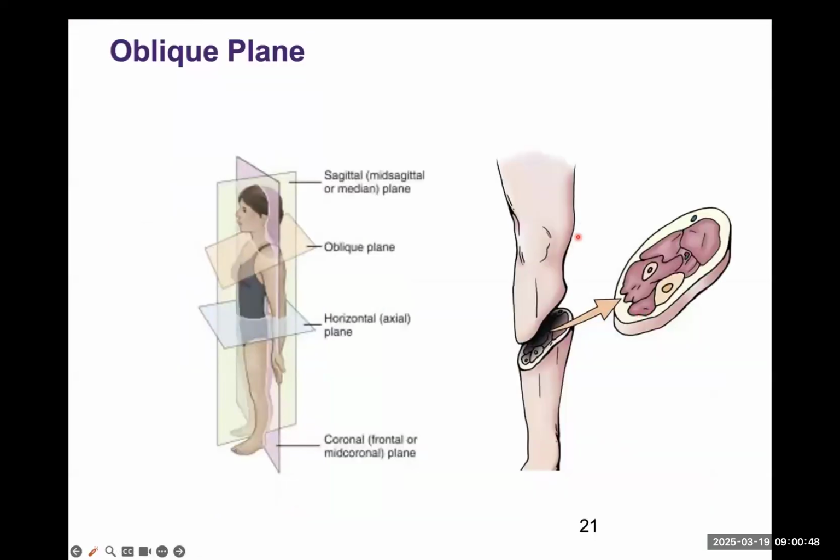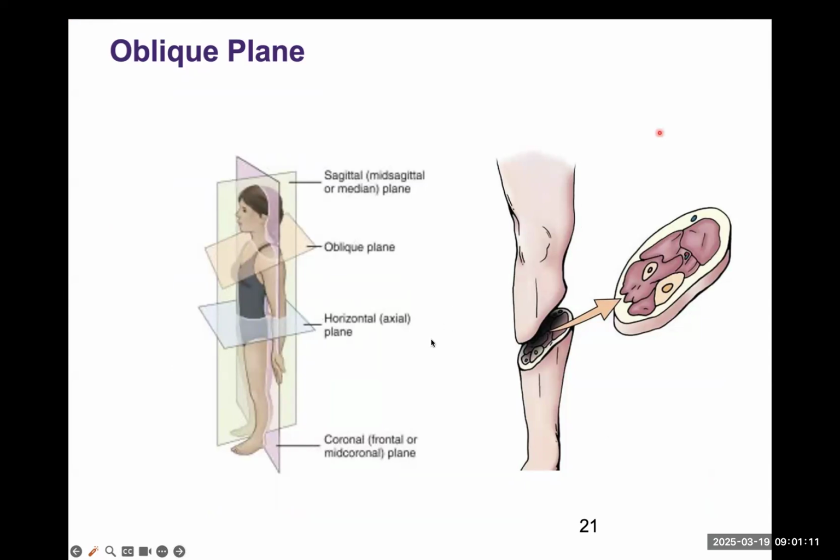Last thing we're going to talk about is the cavities. I think that's the next slide. We have one more plane, which is the oblique plane. This is a really unique one. It is called the oblique plane, and the word oblique means diagonal.